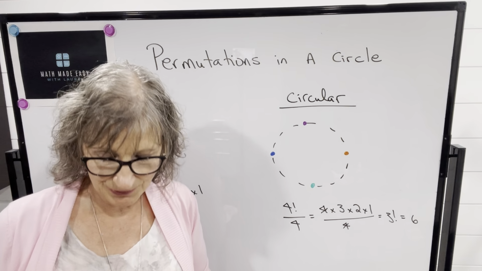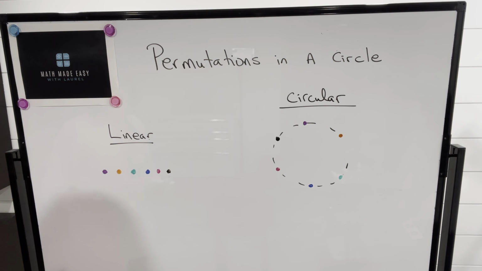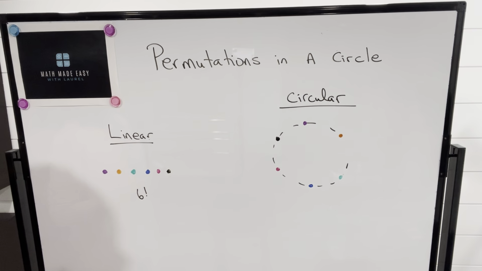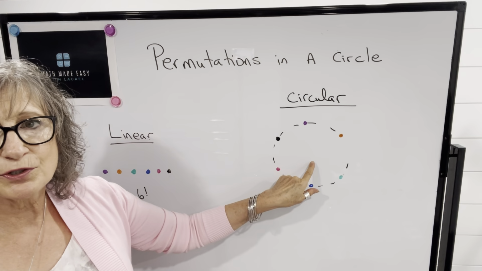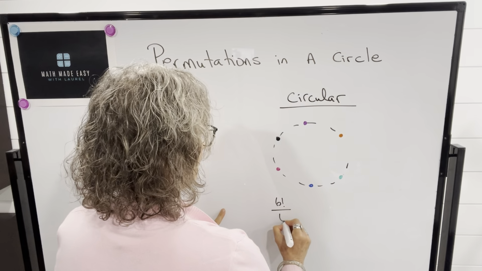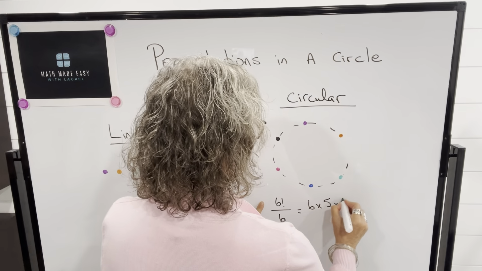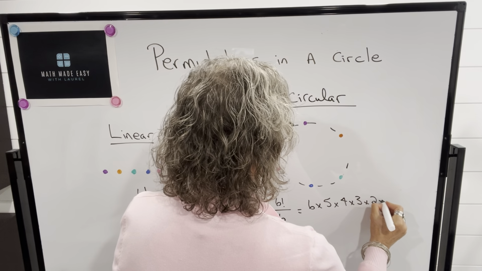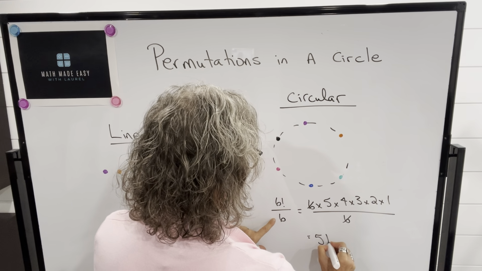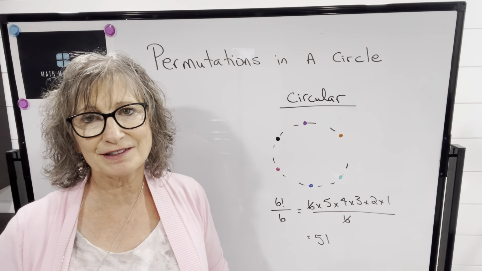Let's try some other examples. If we had 6 distinct objects, so I have 6 different colored Skittles, if I were to arrange them in a line, there would be 6 factorial number of ways to arrange them. However, if we were to arrange those same 6 objects in a circle, there would be 6 factorial divided by 6 number of ways to arrange them. 6 factorial is 6 times 5 times 4 times 3 times 2 times 1. Then when we divide by 6, the 6 will cancel, and that's equivalent to 5 factorial. So notice that the factorial is 1 less than the number of objects.